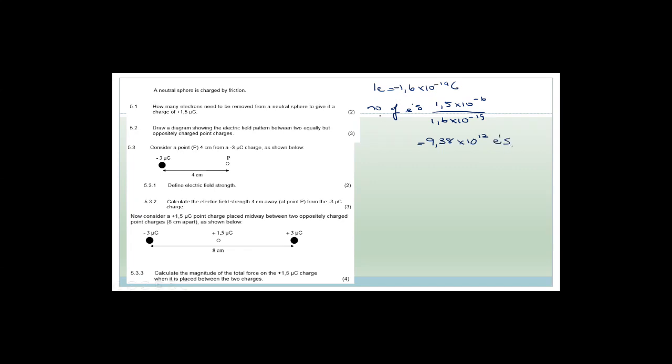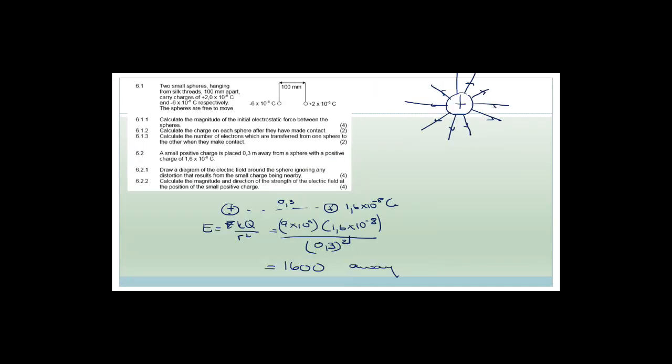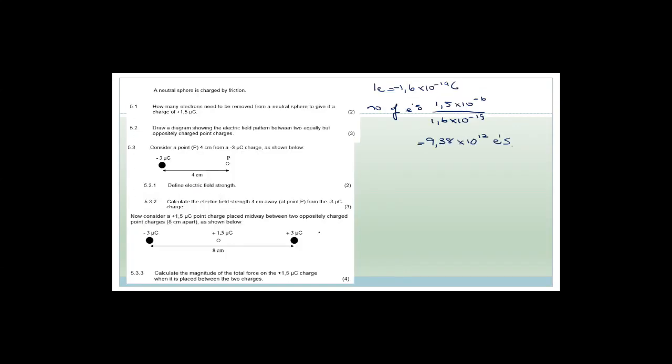Just for the record, sorry, I just realized I did something. This here is newtons per coulomb. Okay, the electric field is 26 newtons per coulomb. I don't know why I didn't write it down. It's bugging me.